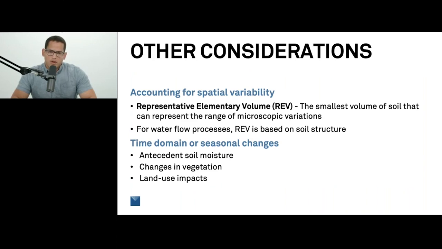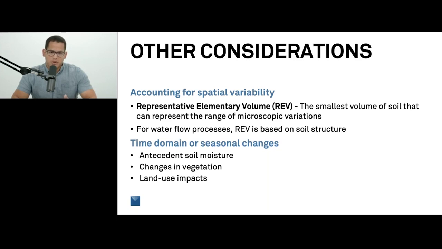So I want to finish up with a couple things. There are always other things that you need to consider when making measurements, how to get the best measurements, and how to best understand your data. One of the things is we have to account for spatial variability. And we refer to this term representative elementary volume, or REV, which is the smallest volume of soil that can represent the range of microscopic variations.